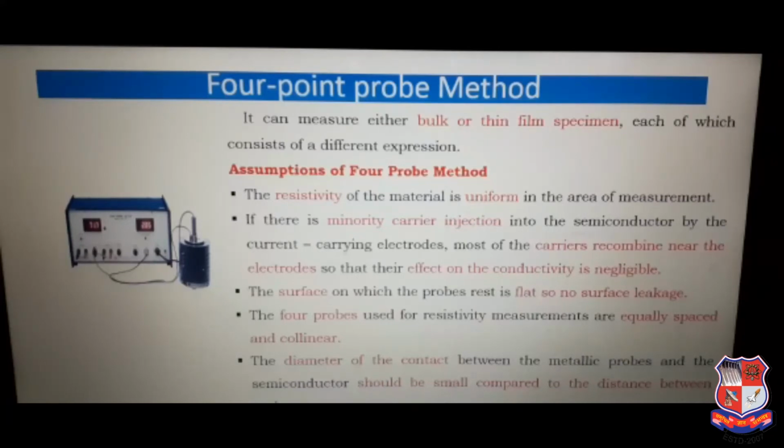The four probes used for resistivity measurement are equally spaced and collinear. The diameter of the contact between the metallic probes and the semiconductor should be small compared to the distance between the probes.